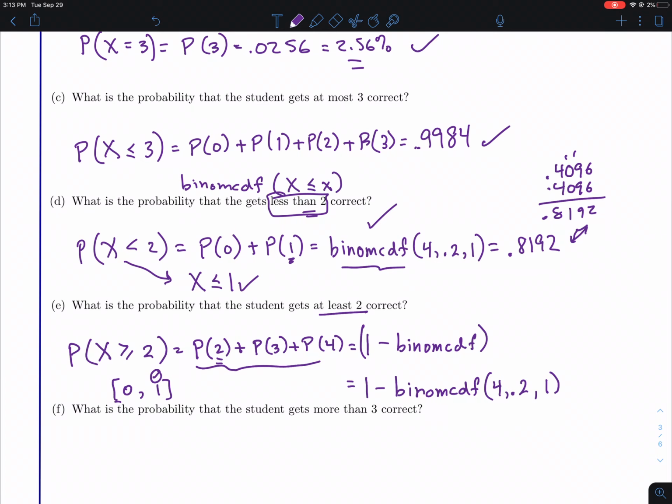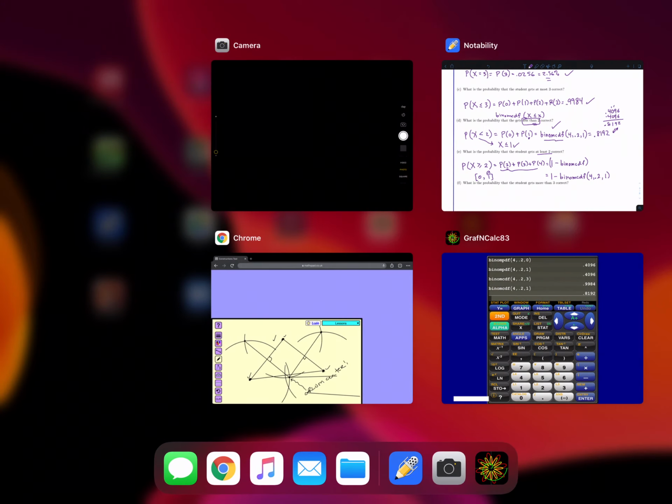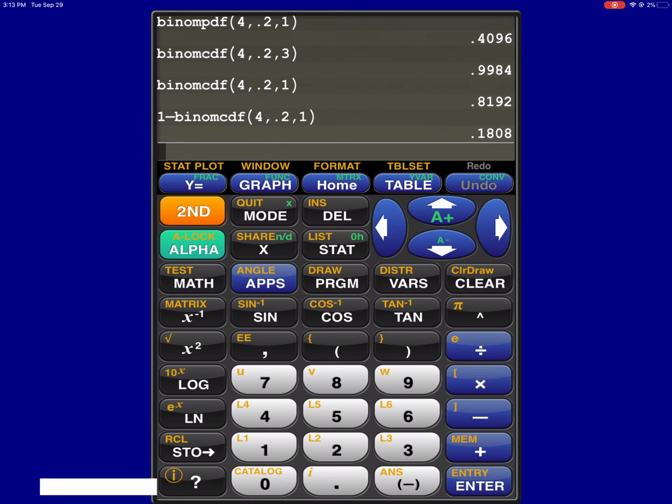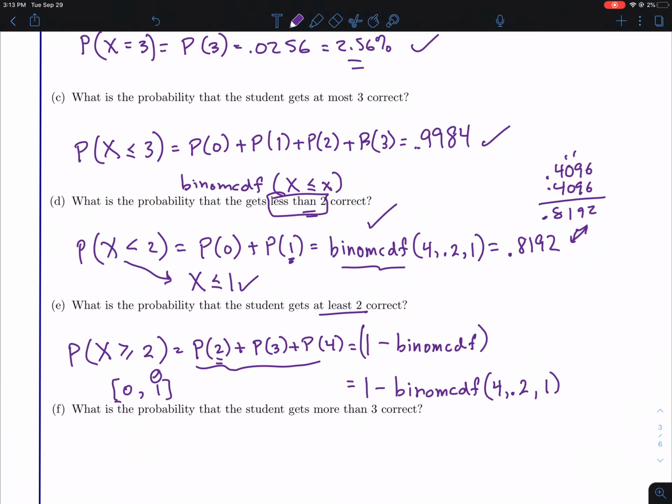So let's check it on our calculator just to see if it works. Again, I'm lazy, so I'm just going to pull this straight up again. Hit second enter, then cursor in front and do second insert 1 minus, because I already have the 4 comma 0.2 comma 1. So let's hit enter. And so we get 0.1808. So let's jot that down here. 0.1808.